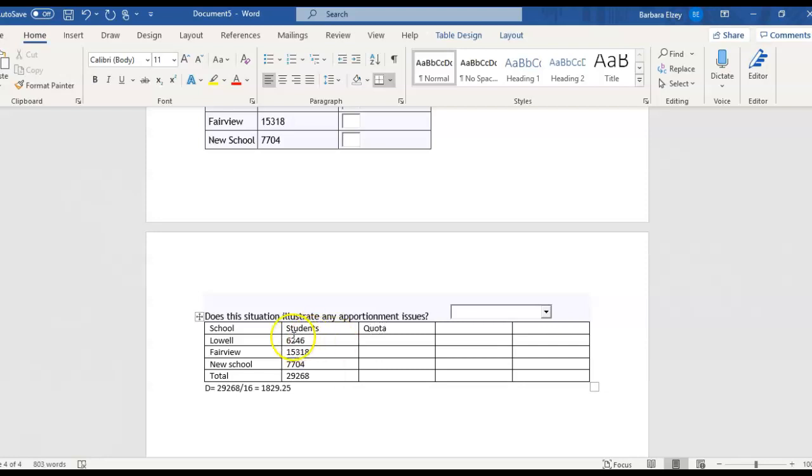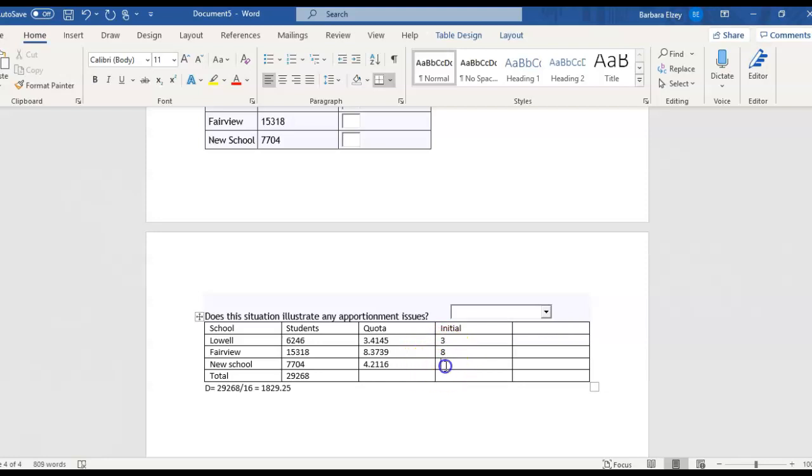Now let's do our quota. Let's take 6246 and divide it by 1829.25. And that is going to be 3.4145. And then let's take 15,318 and divide it by 1829.25. That's going to be 8.3739. And then 7704 divided by 1829.25 is going to end up being 4.2116.